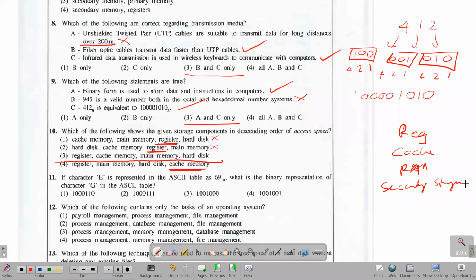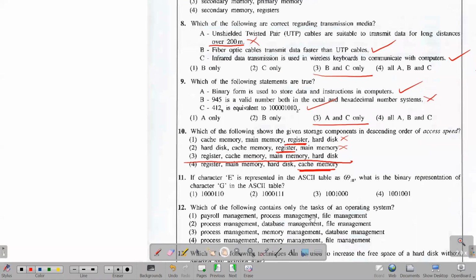All right, so the 11th: if the character E is represented in the ASCII table as 69, what is the binary representation of the character G? We know how to deal with these kinds of questions. It is ASCII. E is represented by 69, F and G are going to be 70 and 71. So G is going to be 71. How are we going to write 71?